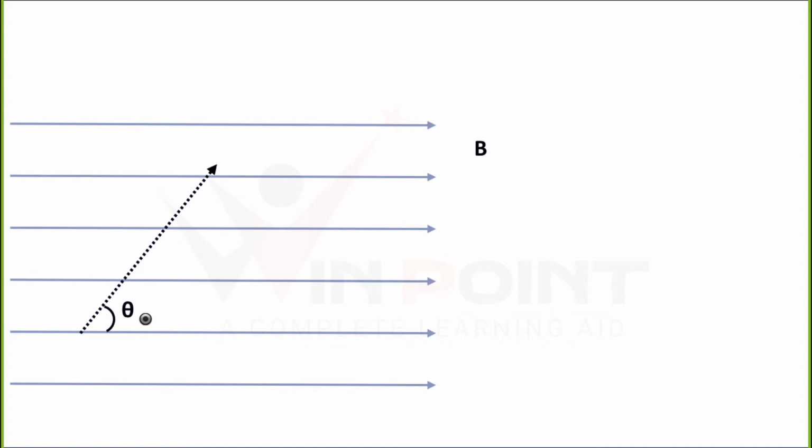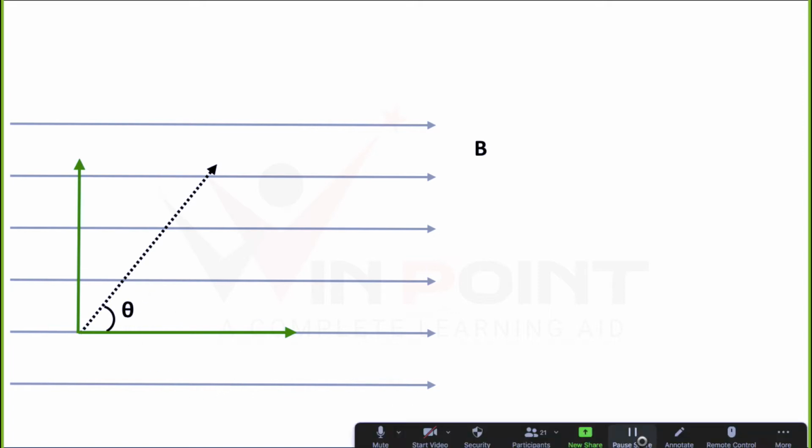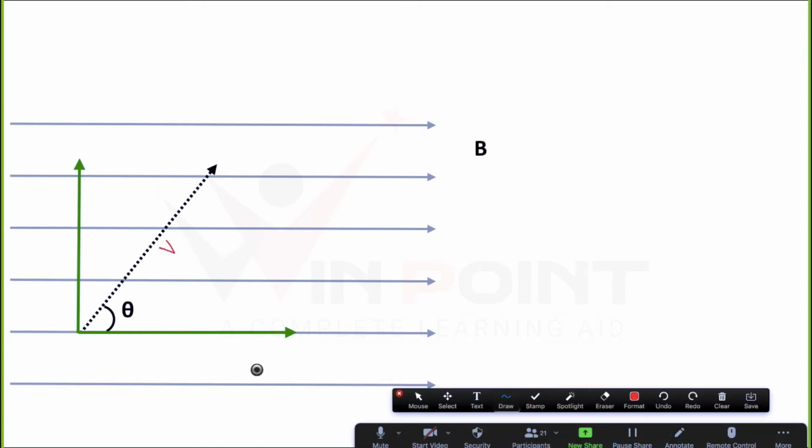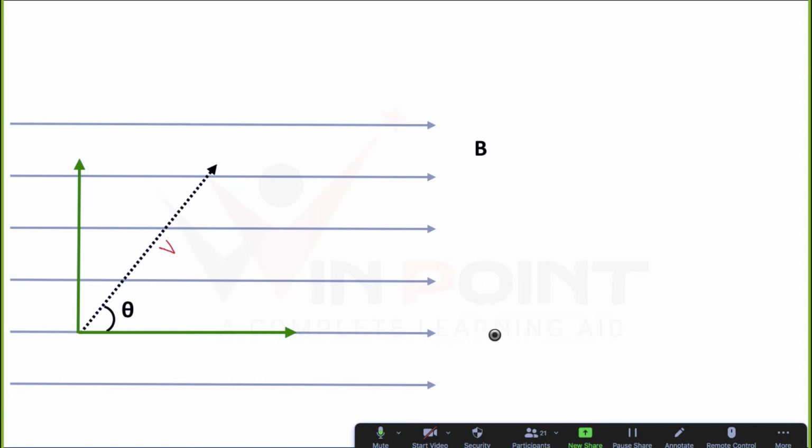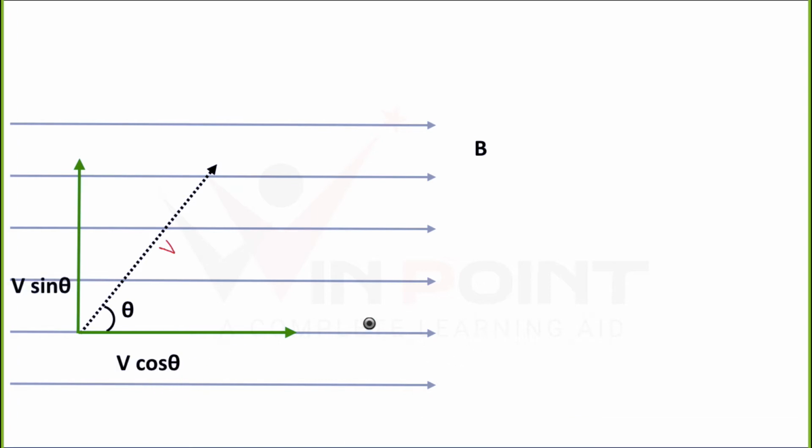So here we need to consider the components v cos theta and v sin theta. Both components we need to consider. So I am splitting it. This is v. So I am splitting it into two. One is v cos theta, the other is v sin theta. One is perpendicular, v sin theta. One is horizontal, v cos theta. This v sin theta is the perpendicular component.